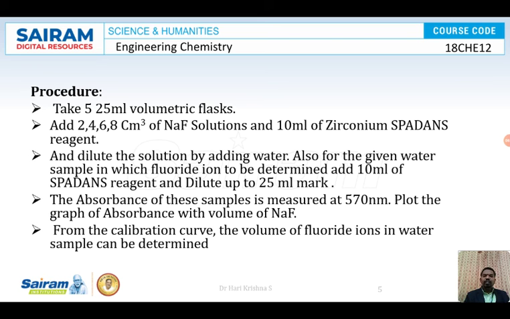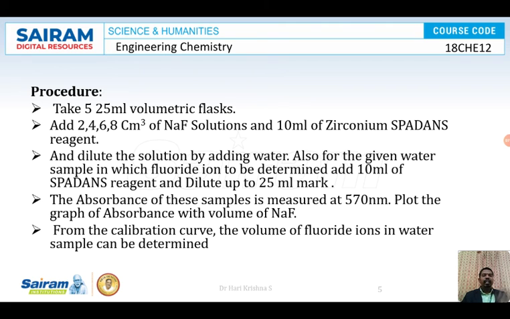So now we have 2, 4, 6, 8 of sodium fluoride. We know in 2 how much fluoride is present, in 4 how much is present. Now I have received some unknown solution. This is sodium fluoride, and I know the concentration of fluoride present. I have received a sample of water of which I am supposed to determine the fluoride concentration. For that also I am going to add 10 ml of SPADNS reagent and make up the solution up to the 25 ml mark. Then I am going to shake it well.